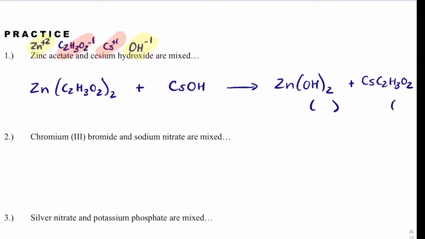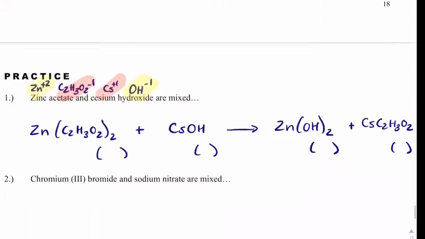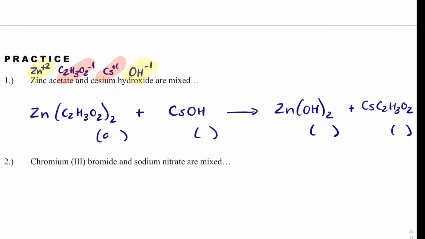Specifically, I need to know my states of matter for my products to know if I have a reaction. Okay, so in zinc acetate, I have an acetate, so I know that that's a rule, and acetates are always soluble, so that looks pretty good. So that will be aqueous if something is soluble. I can go ahead and put aqueous over here for that cesium acetate, because acetates are always soluble.